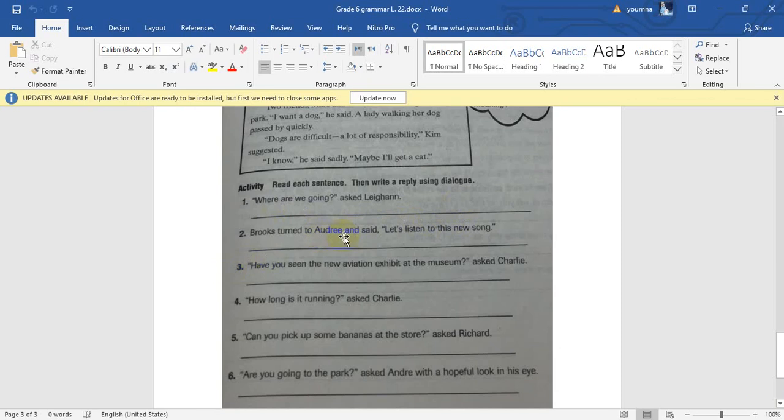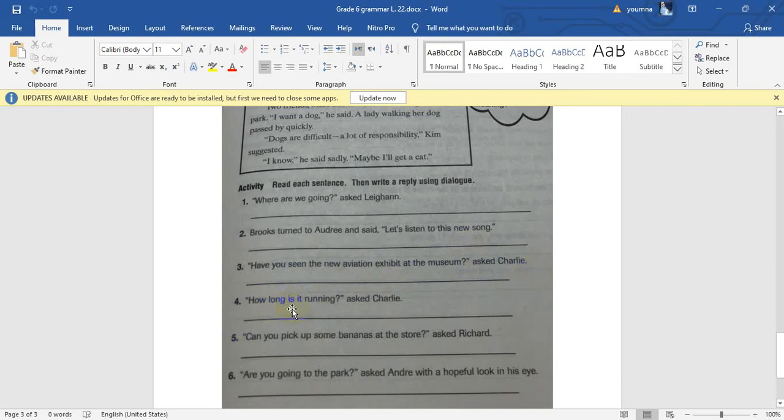Brooks turned to Audrey and said, let's listen to this new song. So for example, we say, Audrey replied, comma, open the quotation, with pleasure, okay, exclamation mark, and close the quotation mark, as you like. Have you seen the new aviation exhibit at the museum? Asked Charlie. You can say, I answered, comma, open the quotation, no, I haven't seen it, and then period, and then close the quotation. You can write anything, okay? These are suggested answer. It's open for you.